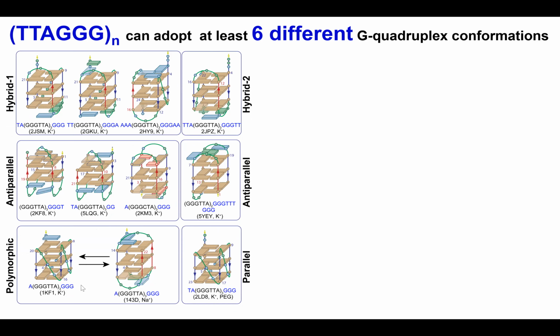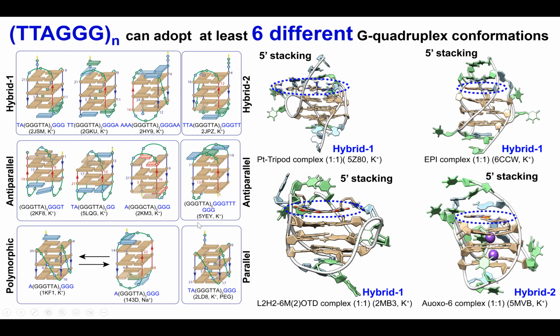There is also the effect of the cation. Most of the structures are solved in the presence of potassium, but a few structures are solved in the presence of sodium ions, and some in the presence of a molecular crowding agent like PEG. So the human telomeric quadruplex is extremely polymorphic in nature.